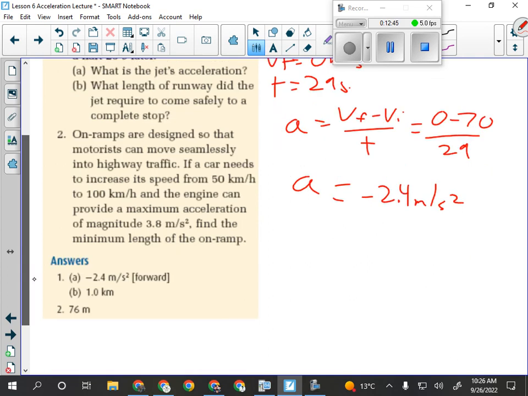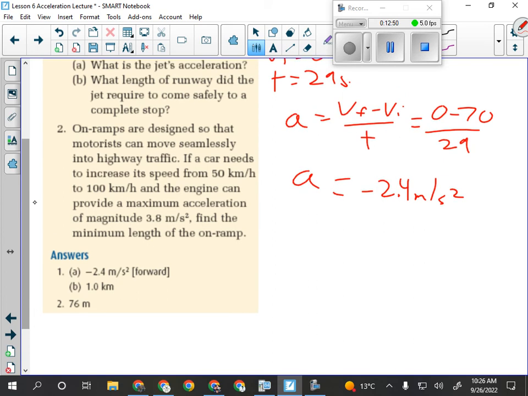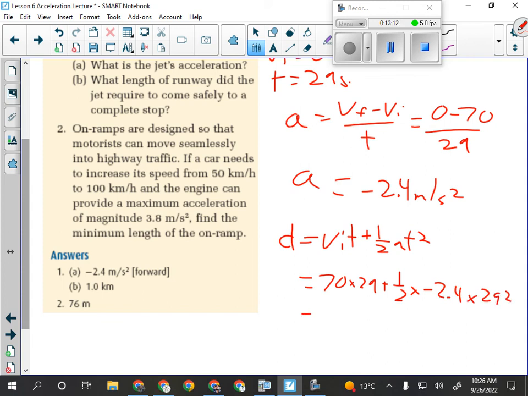If it were me, I would probably try to use something simple that I wouldn't have to manipulate. This already solves for d, and I don't have to do any algebra with it, so why not just plug in my numbers here? 70 times 29 plus 1/2 times negative 2.4, times 29 squared should give me 1 kilometer, or 1.0 times 10 to the 3 meters would also work for that one. Everybody all right there?